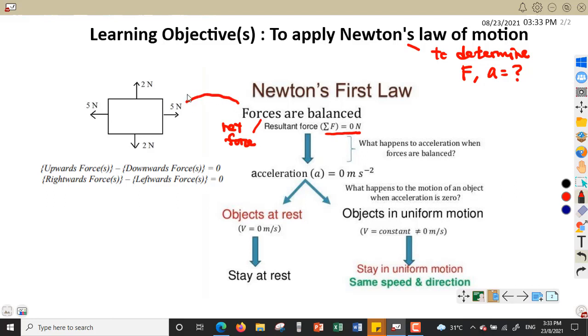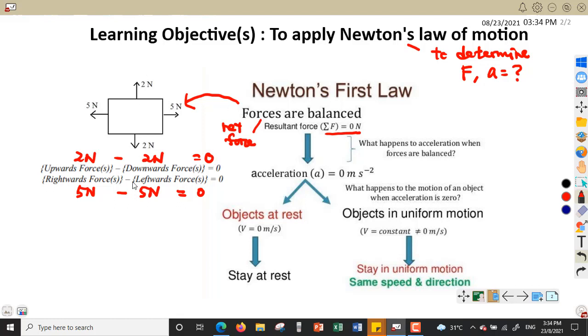For example, what do you mean by balanced? Balanced means the rightward force equals the leftward force. So the rightward force, for example 5 Newton, minus the leftward force, 5 Newton also, the value is 0. And then the upward force minus the downward force is equal to 0. They are balanced, the values are the same. So 2 Newton minus 2 Newton equals 0.